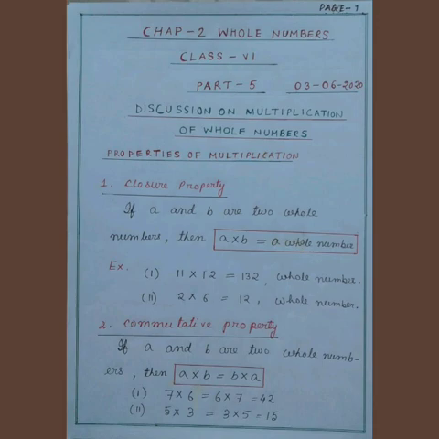Property number 2 is commutative property. If A and B are two whole numbers, then A into B is equal to B into A. That means if we change the order of the multiplication, then also the result is same. I have given two examples. 7 into 6 is equal to 6 into 7, which gives 42. And number 2 is 5 into 3 is equal to 3 into 5, which gives 15.